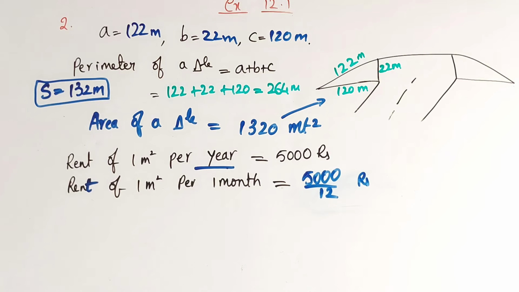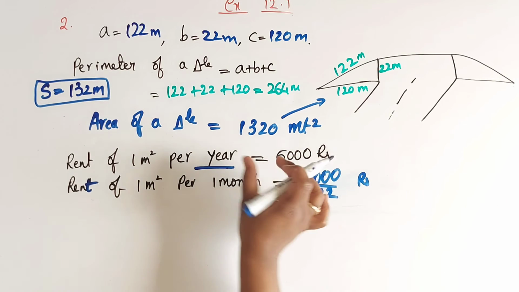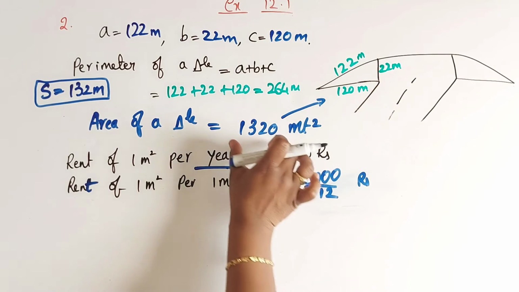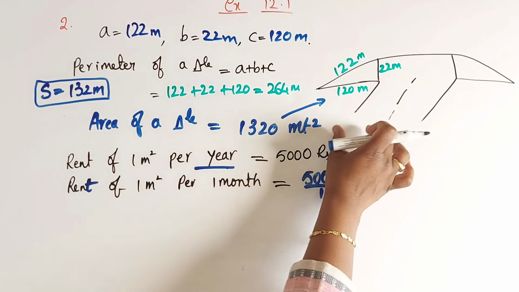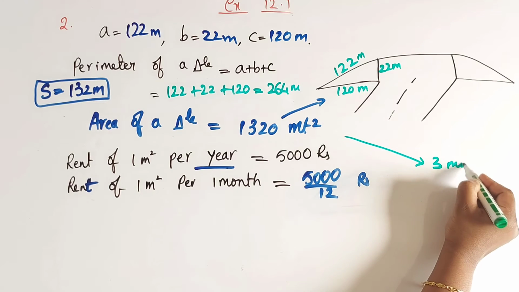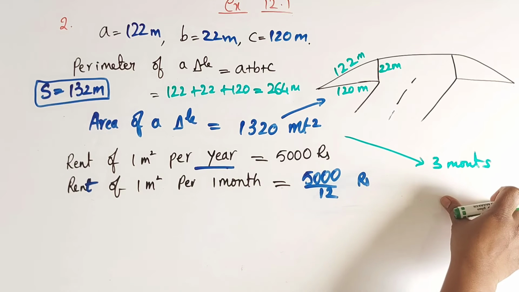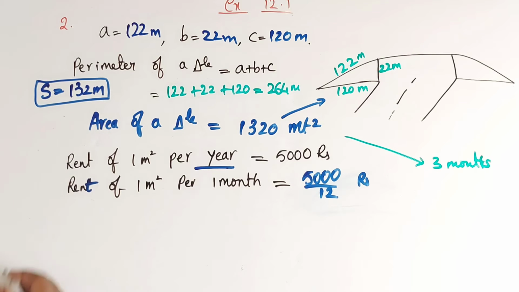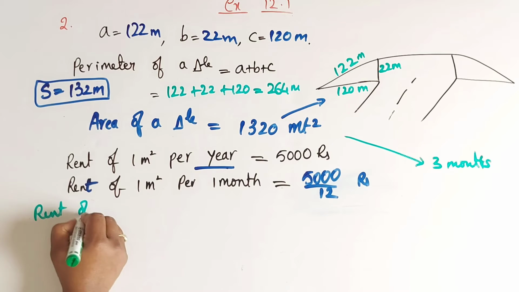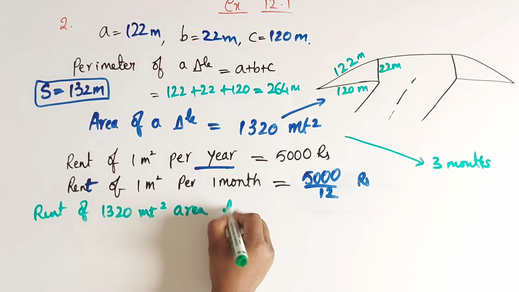Correct, children? So here our question is rent of 1320 meters square area for 3 months. This area is 1320 meters square. For this we have to calculate the rent, for how many months? For 3 months, children. Only for 3 months. Now we know 1 month rate, now we have to calculate 3 months rate. So rent of 1320 meters square area for 3 months, children.